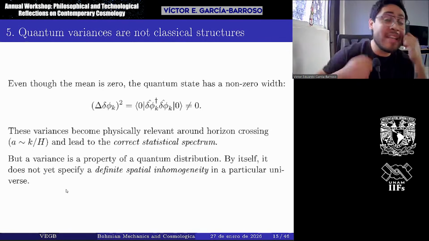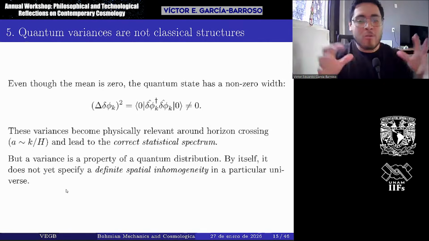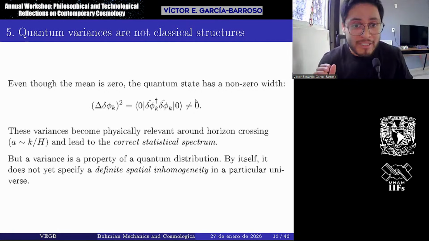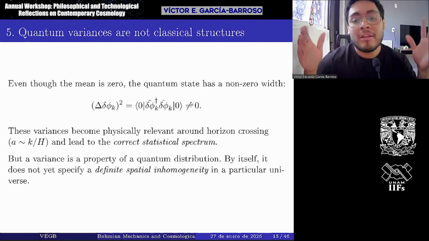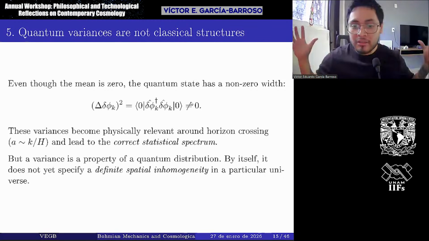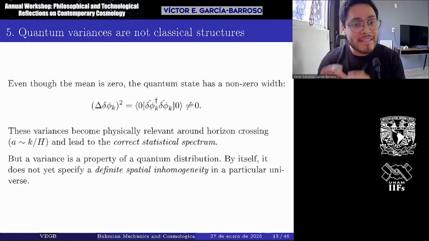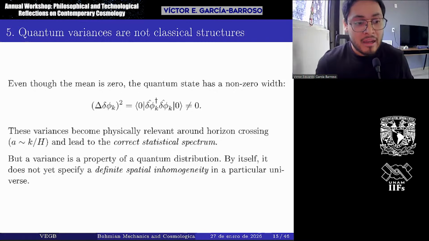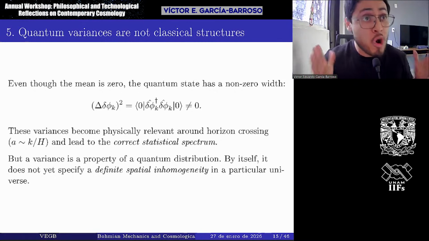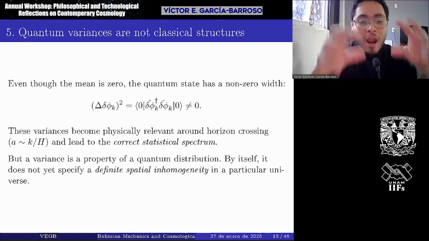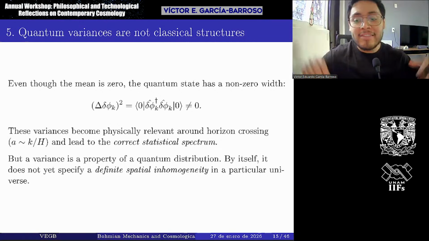Now you may say, but the state has a width. The variance is not zero. Well, that's true. The wave function spreads out. But physically, a variance is just a property of a statistical distribution. A wave distribution is not the same thing as a rock, a planet, a star, or a galaxy. It's just a wide probability cloud. It doesn't specify where the galaxy is.